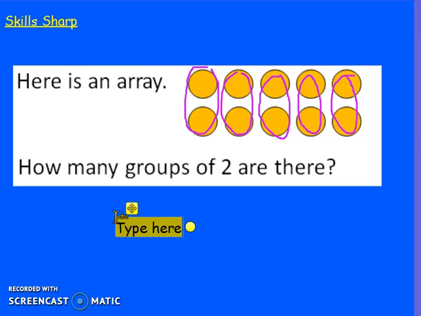How could we write this as a calculation? Well, we know there are 5 groups of 2, so it's 5 times 2. And how many are there altogether? Let's count in 2s. 2, 4, 6, 8, 10. 5 times 2 equals 10.